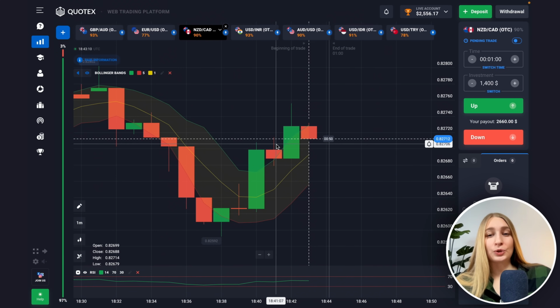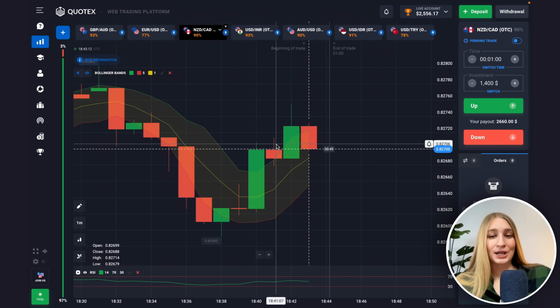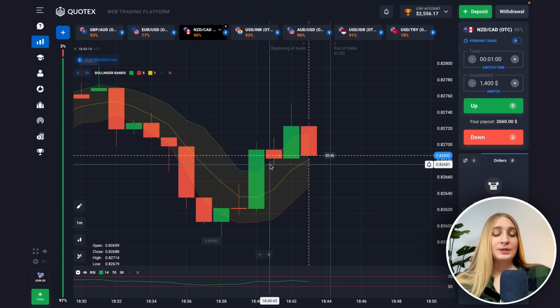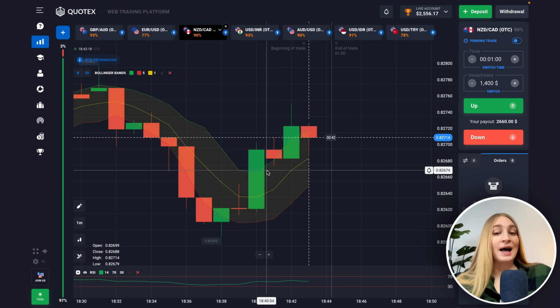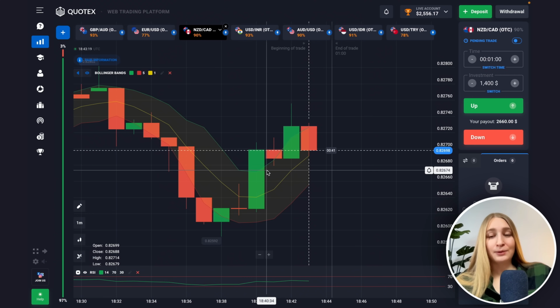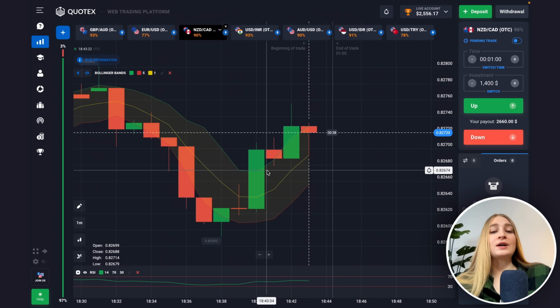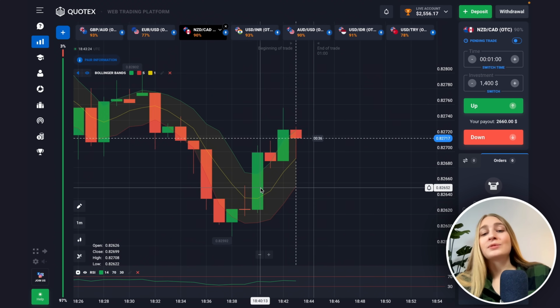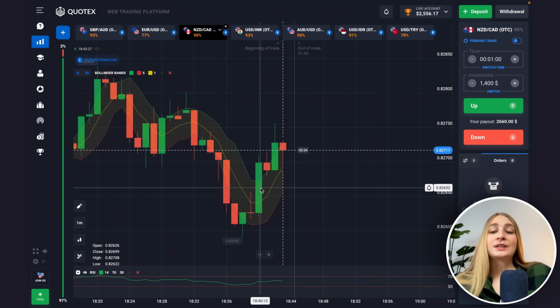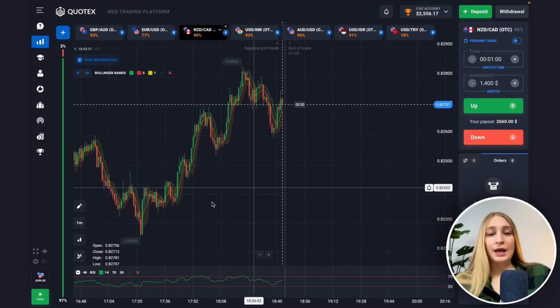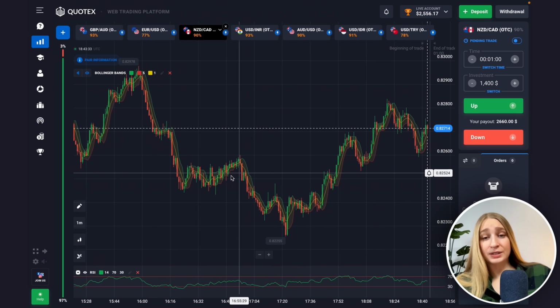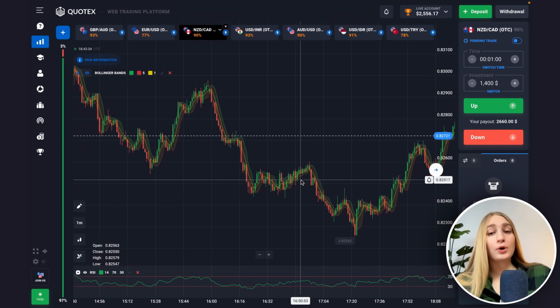The next group will be volatility indicators. These indicators show how much the price of an asset changes over a certain period. For a trader to speculate on the price, it must be volatile. But high volatility is associated with higher risk. Examples of popular volatility indicators are Donchian and Keltner channels.